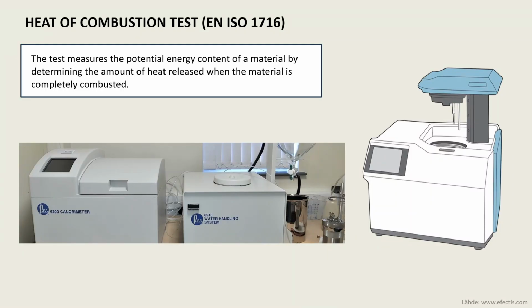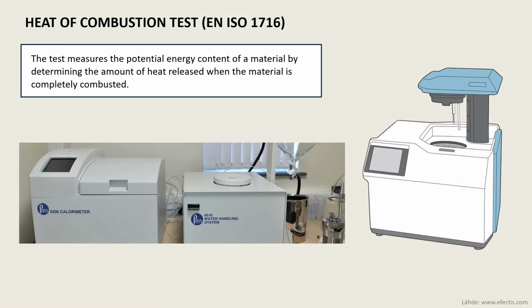This test is crucial for assessing the fire risk associated with building materials, as it provides an understanding of the maximum energy that could be released during a fire. The heat of combustion of non-homogeneous products, such as sandwich panels, shall be determined separately for each layer. More on that can be found in the EN 1716 standard.